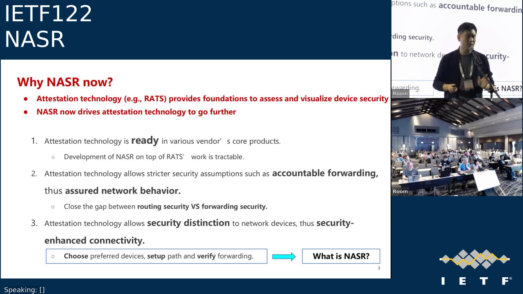There are also great works like BGPsec that help protect the integrity of the propagated routing information. But now I think the point is that with attestation and secure boot, the forwarding behaviors or network behaviors of these devices could be enhanced. So this could close the gap between routing security and forwarding security. The last one is that attestation technology abstracts a router or a network element into a set of claims. So it's very nice to see them as a list of claims, and we can have security distinction. We can easily pick from them, visualize, and verify. This actually answers the question of what NASR is. When we have the security distinction, we can choose the preferred device with preferred security requirements, set up the path that the customers want, and verify forwarding.